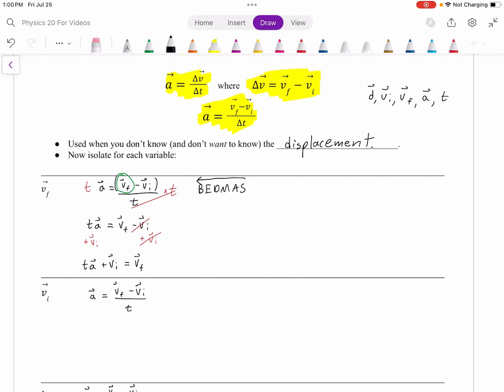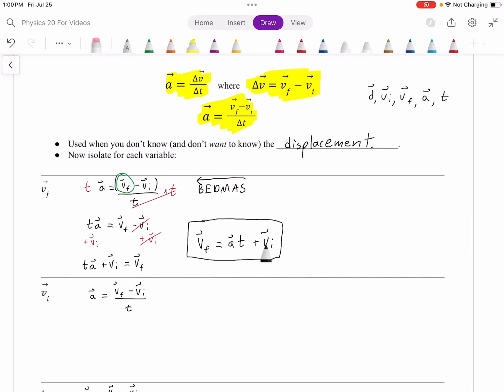And we just keep asking ourselves, okay, is velocity final now by itself? It is. We isolated it, right? We did it. So it's common practice to usually write the isolated variable on the left side, though we've technically done it here. We are good to go. I'm just going to rewrite it, though, as the final velocity is equal to the acceleration times the time plus the initial velocity. Okay, and there we go.